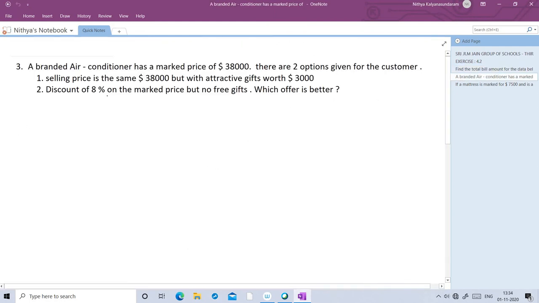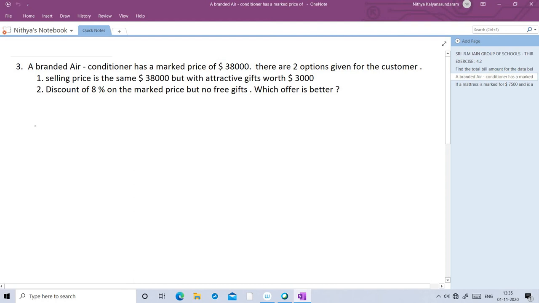Next question. A branded air conditioner has a marked price of rupees 38,000. There are two options given for the customer. One is the selling price is the same, 38,000, but with an attractive gift worth rupees 3,000. The second option is a discount of 8% on the marked price but no free gift. Which offer is better? So here they have given two options. We need to find out which offer is better. So the first one is the selling price is the same, 38,000, but with an attractive gift worth 3,000.